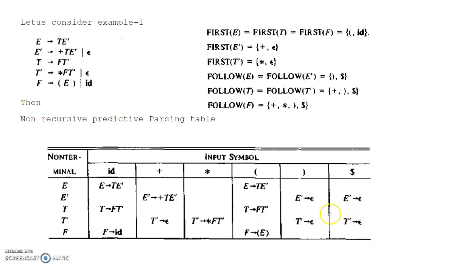Like that, first of F, and the last production F tends to. First of F is nothing but open parenthesis, id. The id is going to be identified by using F tends to id, so that's why F row and id column we have added the production F tends to id. For the open parenthesis, F tends to open parenthesis E close parenthesis. Like that, we are going to construct a predictive parsing table, and based on this predictive parsing table, we are going to derive the string.